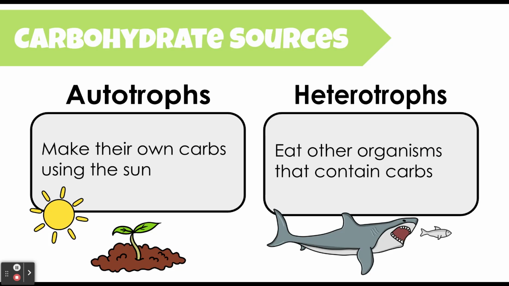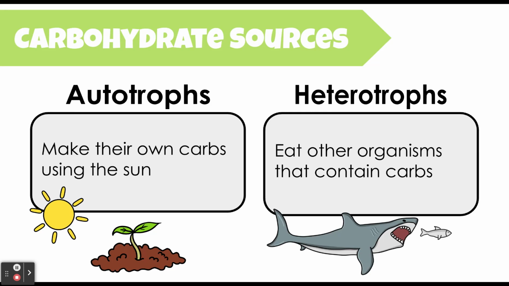One thing I do want to point out though is, where do organisms get those carbohydrates that they need in order to make ATP? All living things can be classified as either autotrophs or heterotrophs, depending on where they get their carbs. Autotrophs: auto means self, and troph in Latin means food or feeding. So, autotrophs feed themselves. They are able to make their own carbs using energy from the sun.